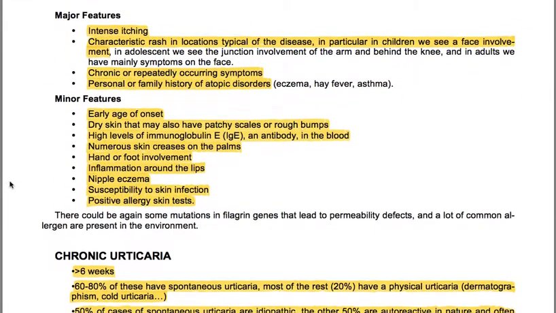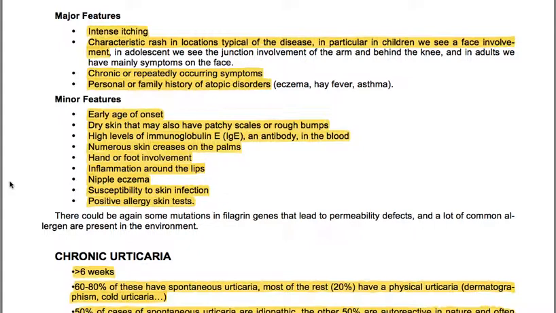Major features are intense itching, characteristic rash in locations typical of the disease, in particular in children we have a face involvement. In adolescents, we see the involvement of the junction of the arm and behind the knee, and in adults, we have mainly symptoms of the face. We have also chronic or repeatedly occurring symptoms and personal or family history of atopic disorders, so eczema, hay fever, asthma.